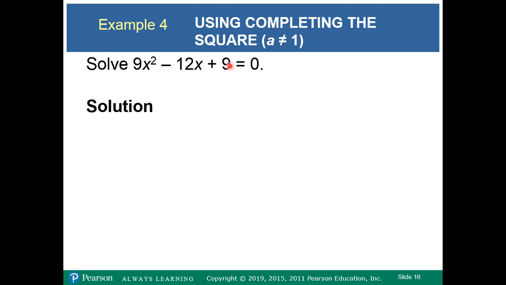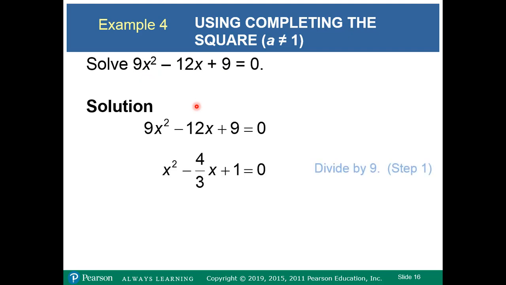Let's see here. Okay, so let's do this one. So now we have a leading coefficient. So the first thing we're going to do is multiply everything or divide everything by 9 or factor out a 9. Either way, it results in the same thing. So we can divide everything by 9 to get the leading coefficient to be 1. And so now this is what we get. Now, it looks complicated, but we're going to do the exact same thing. So we're going to move the 1 over here. So we're going to subtract 1 from both sides.